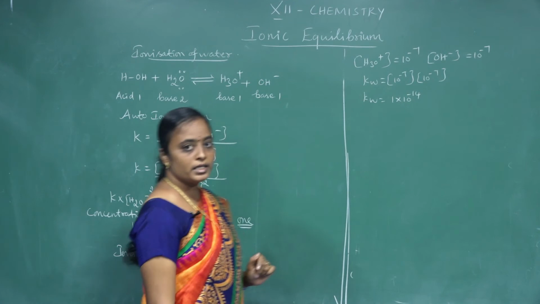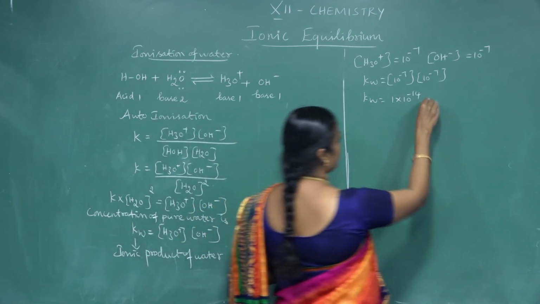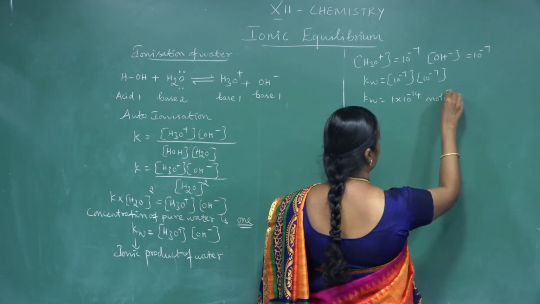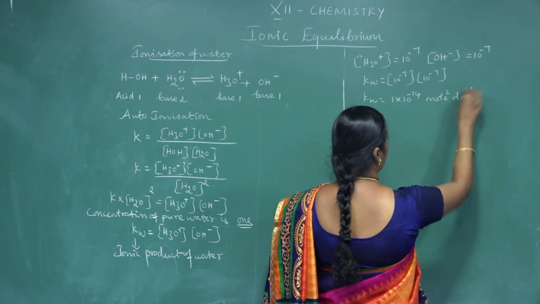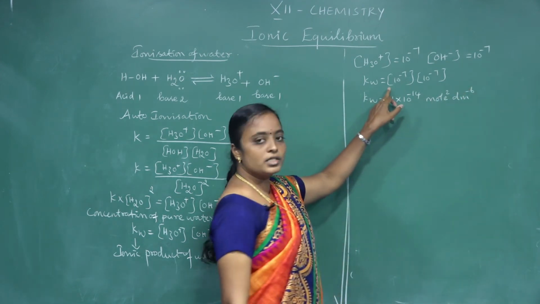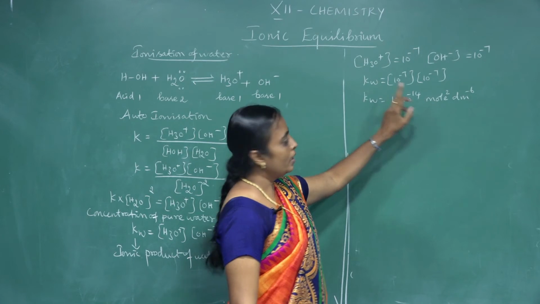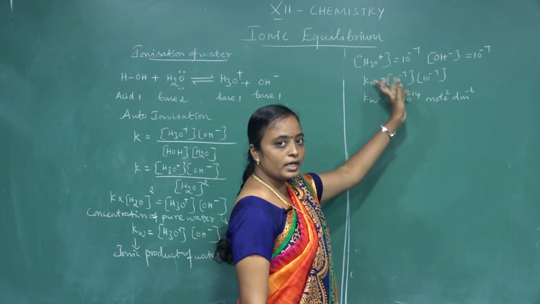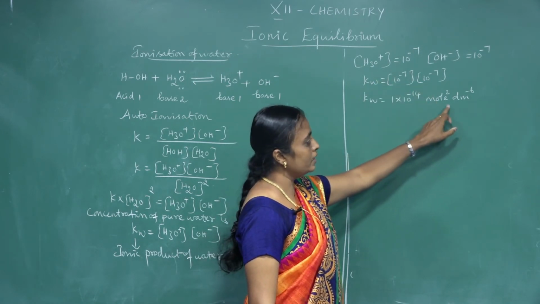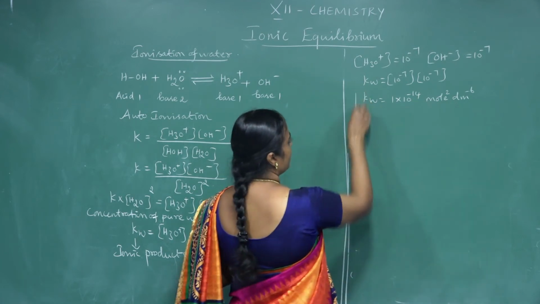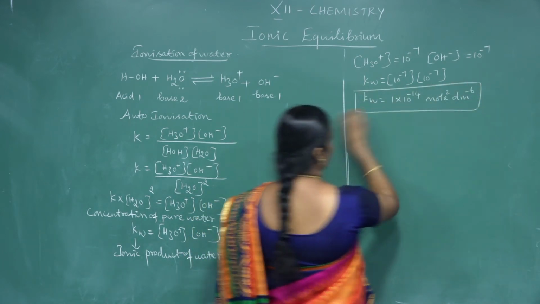10 power minus 14. So here I have represented the unit as mole square dm power minus 6. We know that 1 molar concentration will be mole per decimeter cube and the second one also mole per decimeter cube. By combining this we will get mole square dm power minus 6. That is the ionic product of water.